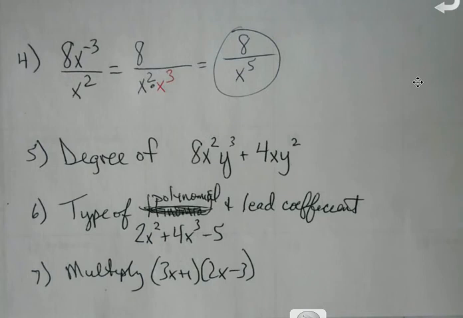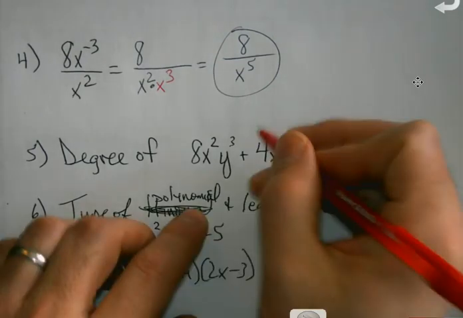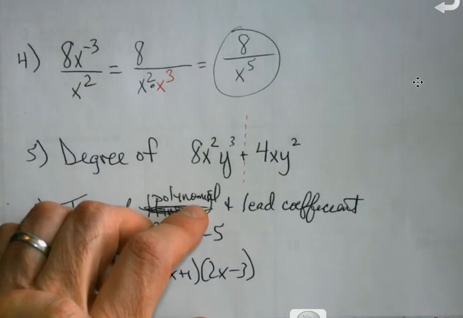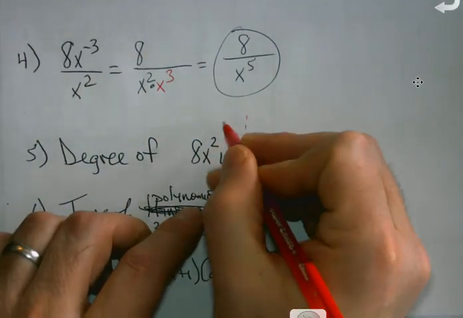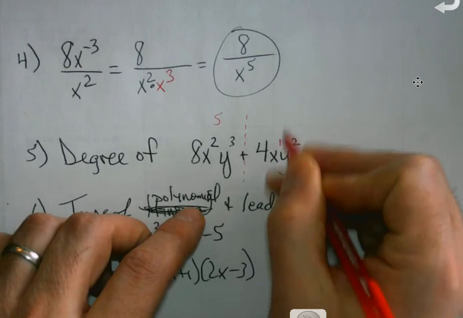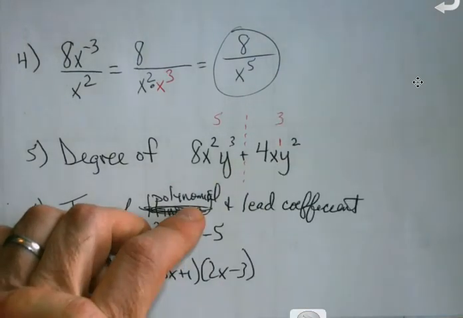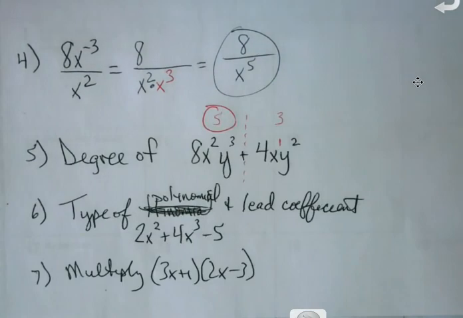Okay. What would my degree be of this binomial? Okay, 5, because remember, the plus or minus separates terms, and then you just add the exponents up within a single term, and whichever one's biggest is the answer. Okay, but it's not for the whole thing, it's just for a single term.